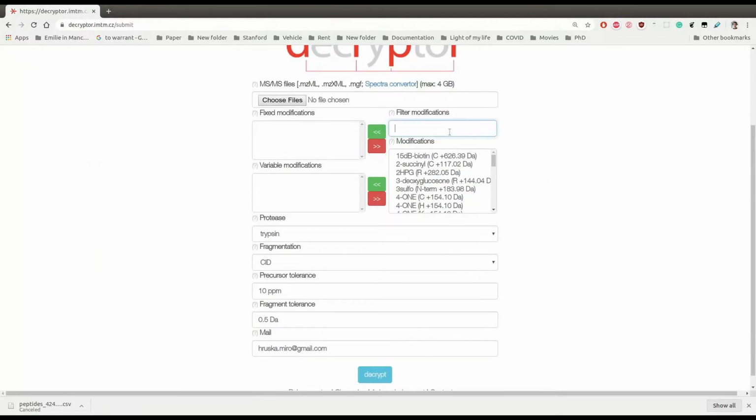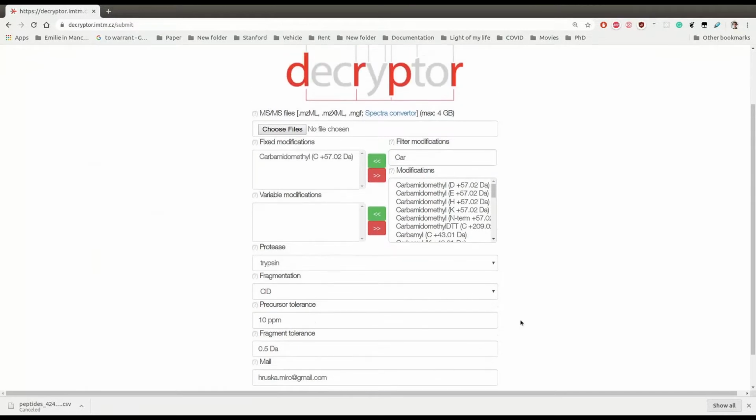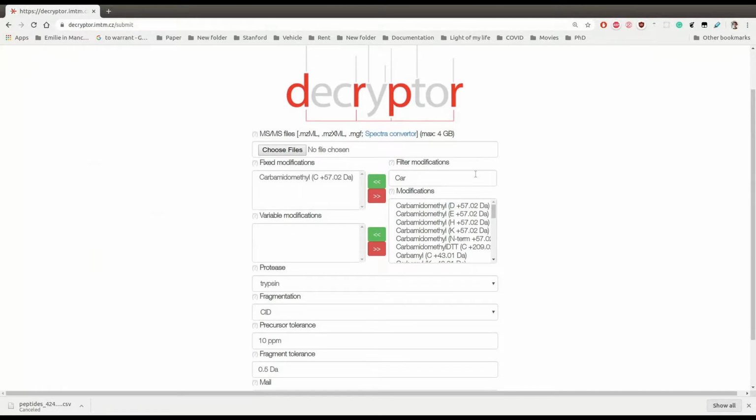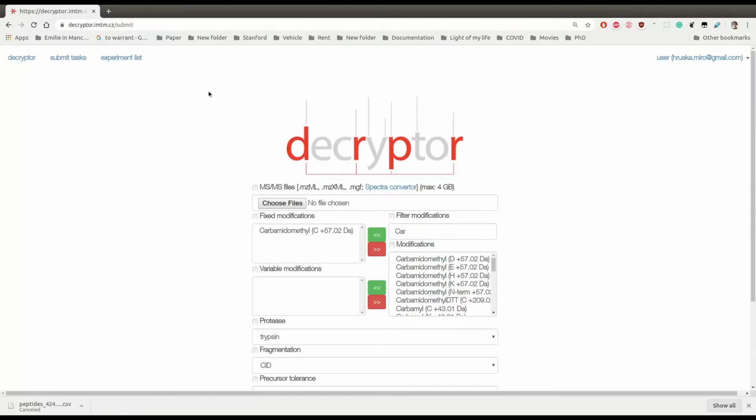What you would do is insert the modifications. Typically one would use carbamidomethylation, because this is what happens biologically in the experiments. You can put it there, and then you will basically just press decrypt. You will be informed by mail when the analysis ends. For a file of, say, 4 gigabytes, it will probably take around 20 minutes. And now I will just show you what you will get as a result.